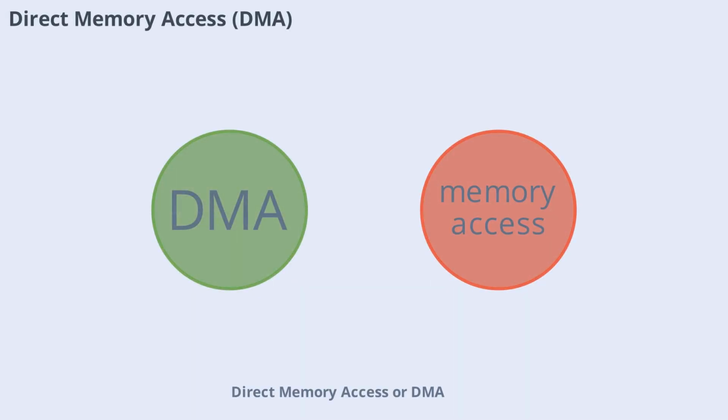Direct Memory Access, or DMA, allows certain hardware subsystems to access main memory independently of the CPU. This speeds up data transfer and frees the CPU to perform other tasks, improving overall system efficiency.